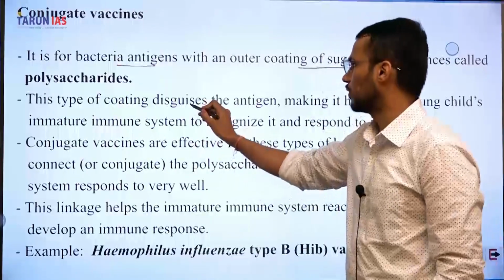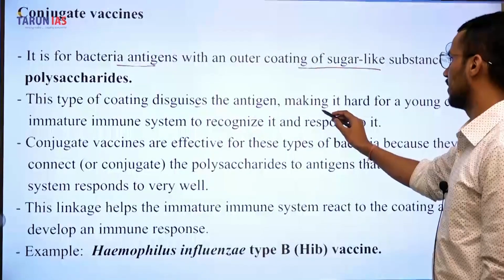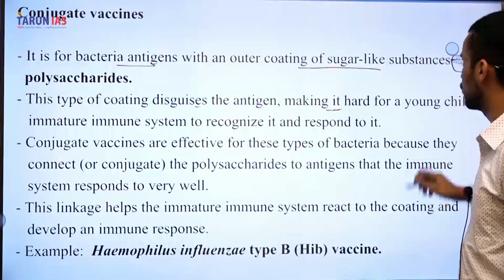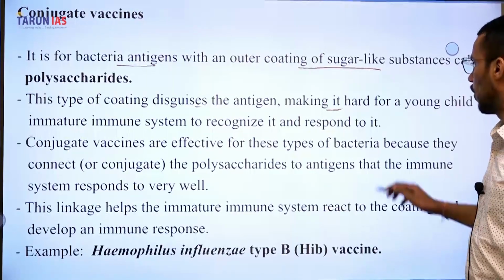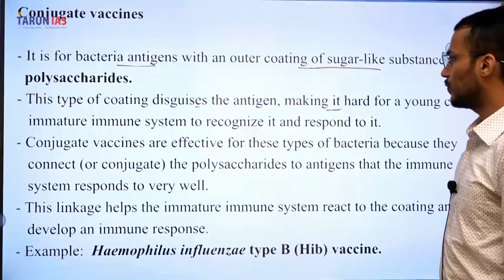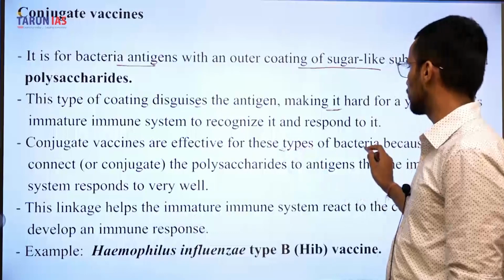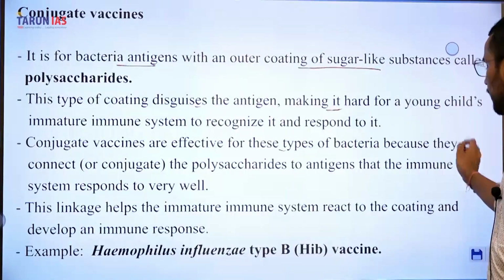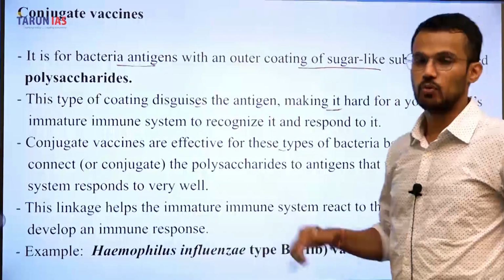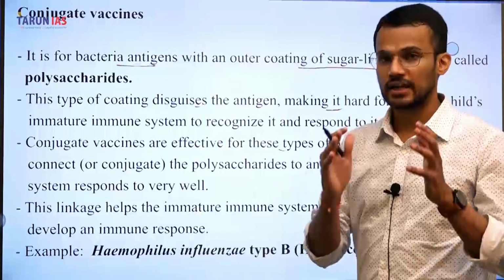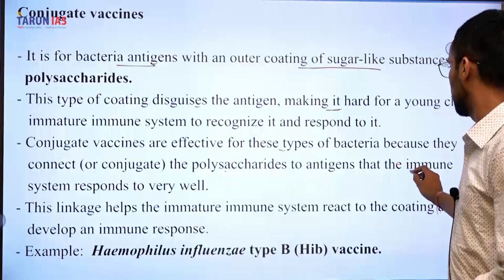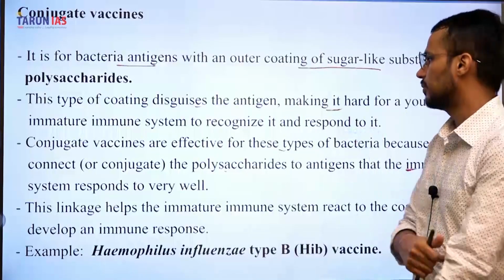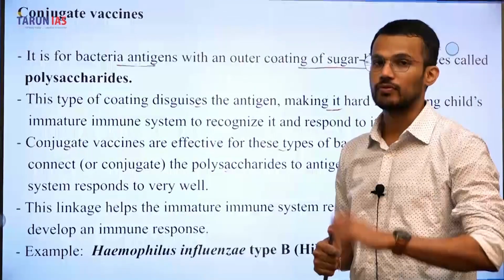So this type of coating disguises the antigen, making it hard for a young child's immature immune system to recognize it and respond to it. Conjugate vaccines are effective for these types of bacteria because they connect. What do conjugate vaccines do? They connect the polysaccharides to antigens that the immune system responds to very well, right?